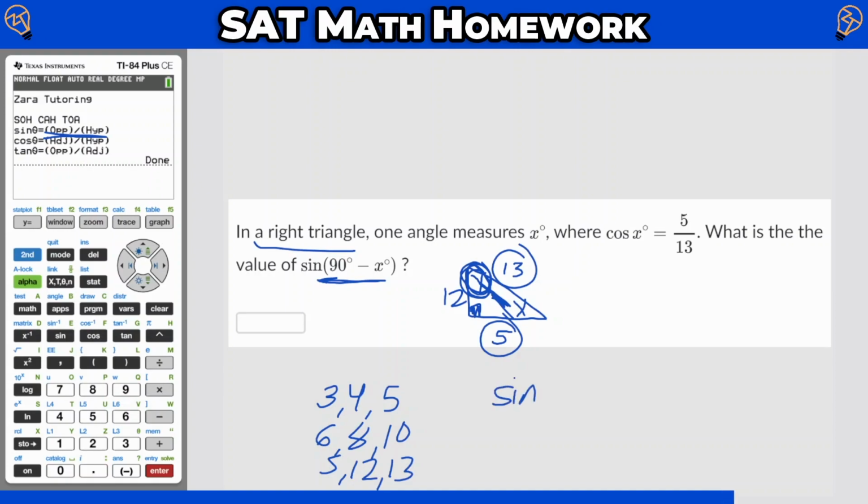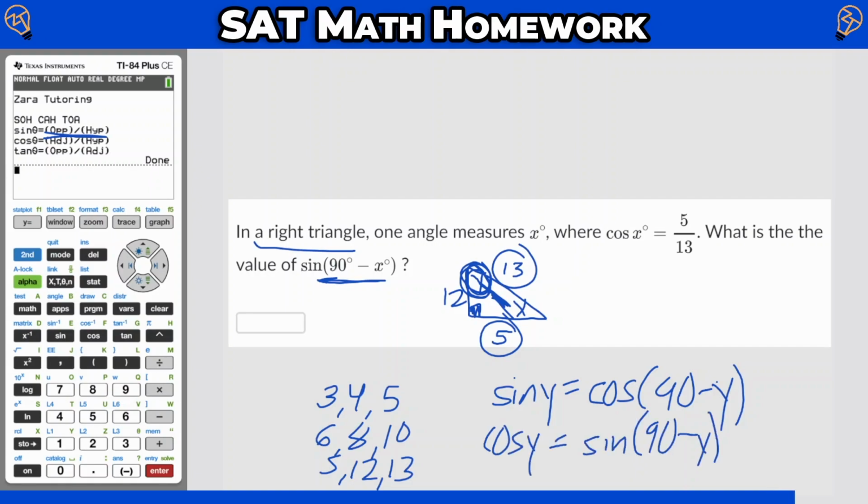The sine of any angle is equal to the cosine of its complement, or vice versa. Cosine of any angle is equal to the sine of its complement. So that's a good thing to be aware of. And if you recognize that right away, you save the time of doing this whole process of actually drawing the triangle and looking at the relationships. And you just say, oh, I know those two things are equivalent. The answer is 5/13.